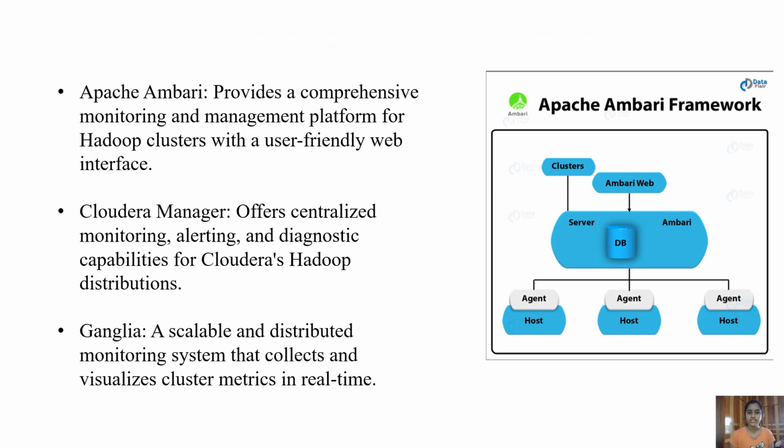Apache Ambari provides a comprehensive monitoring and management platform for Hadoop clusters with a user-friendly web interface. Cloudera Manager offers centralized monitoring, alerting, and diagnostic capabilities for cloud-based Hadoop distributions. Ganglia is a scalable and distributed monitoring system that collects and visualizes cluster metrics in real time.